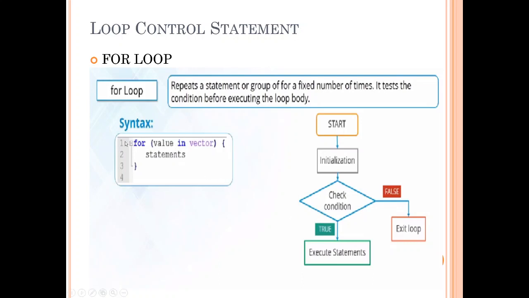You can see here the syntax of for loop: the keyword for, and inside the brackets you have a vector which will have some value range, and from that range single values will be given to this variable over here, value, and till that range is not exhausted our for loop will run. So this is how the for syntax is. It is quite similar to the syntax that we can see in the Python language.